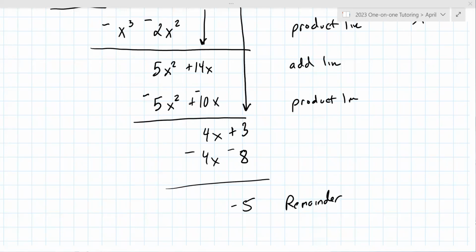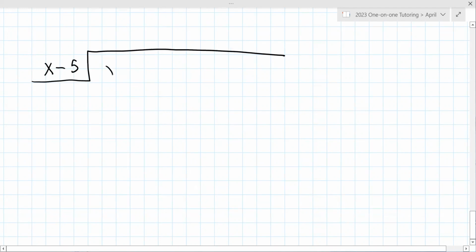Okay, let's do another one kind of like this. One that has a remainder here. So we'll go x minus 5 on the outside. And then we've got x cubed minus 10x squared plus 20x plus 26 here. So how do we start this? What's the first thing to do?